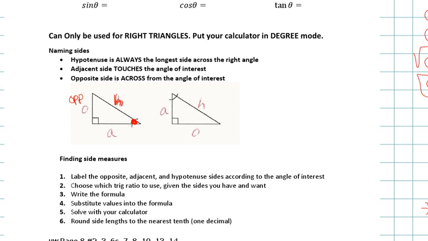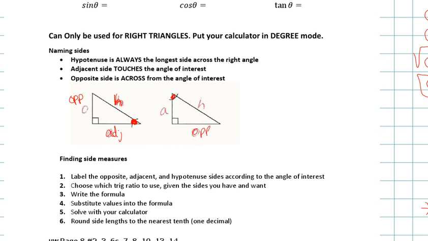Okay? Now, if the angle of interest changes, and now my angle of interest is the top one, right? As you can see, my hypotenuse doesn't change, it's still the same. Now, which side is your opposite side? The bottom one, which is this one. And then this is going to become my adjacent.